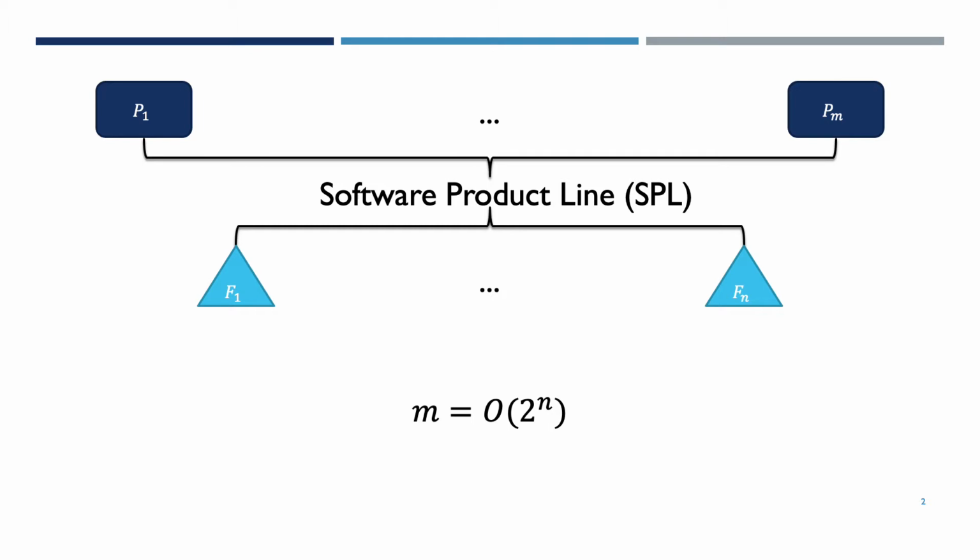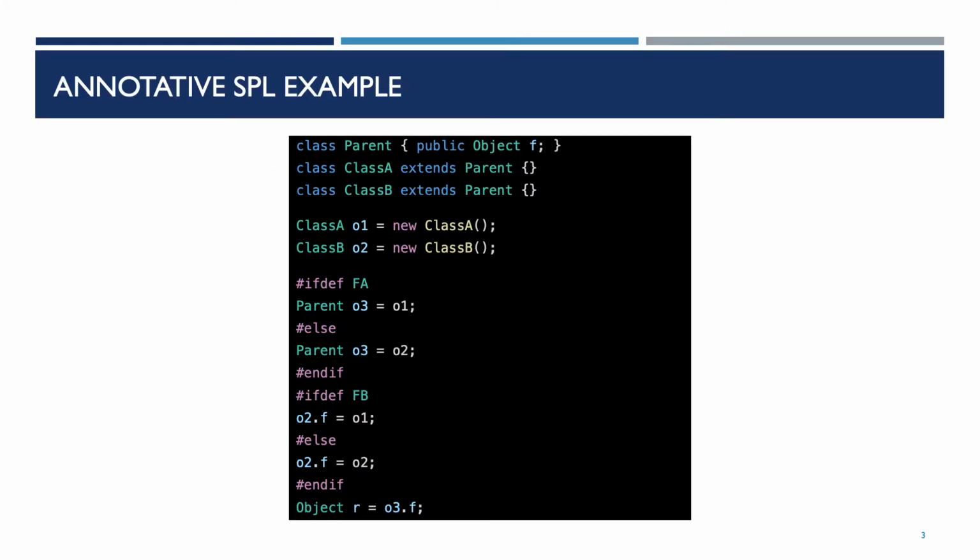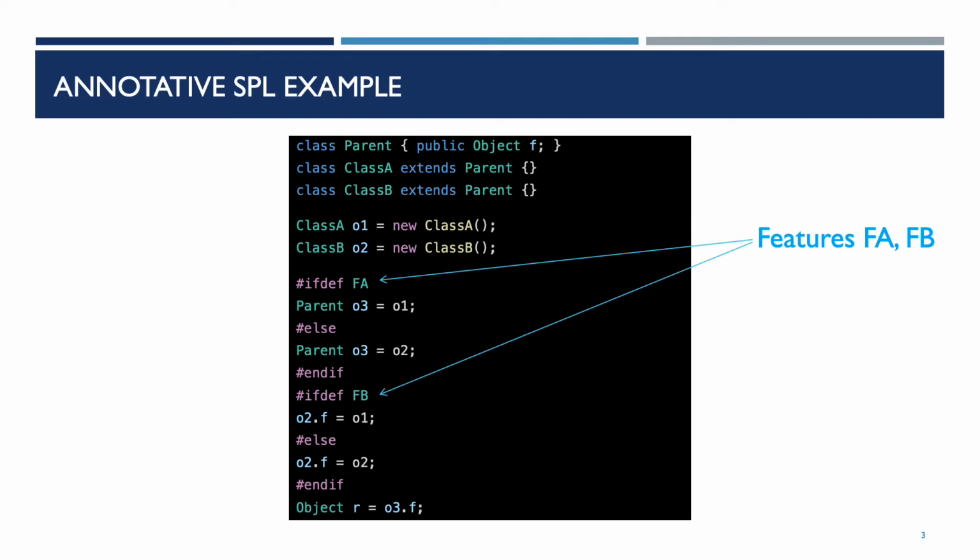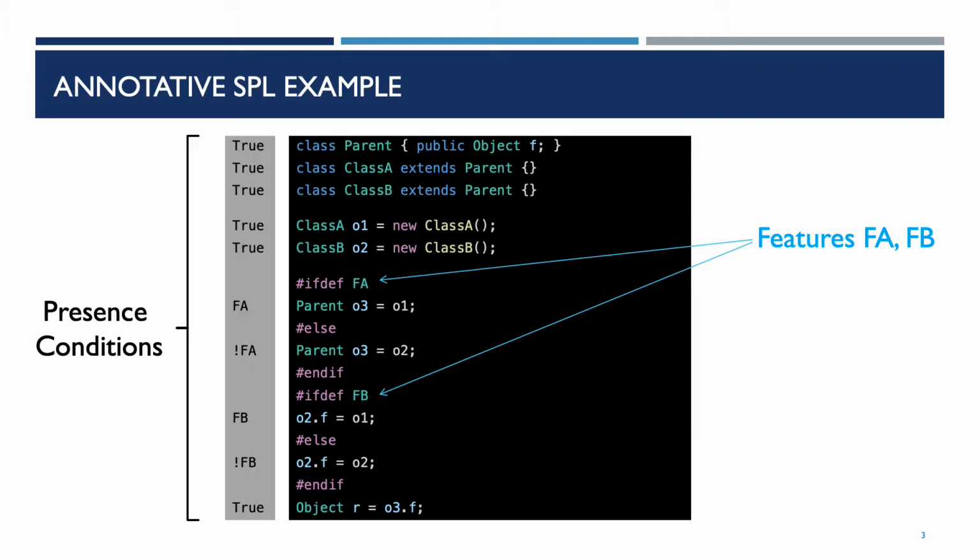And because of that combinatorial nature of features, the number of products grows exponentially with the number of features in the worst case. This is an example of an annotative software product line where feature-specific code is annotated using C preprocessor macros. In this example, we have two features, FA and FB, and according to the semantics of the C preprocessor, each line of code in this program is assigned what we call a presence condition, which is a propositional formula over features defining the set of products in which each line belongs.